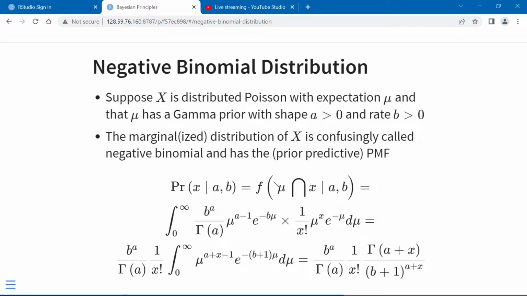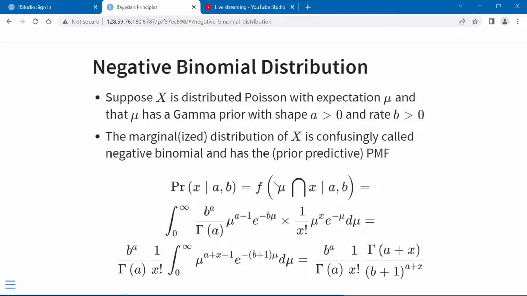And unfortunately, the negative binomial distribution is probably the most confusing distribution out there. So why is it called negative binomial? x is non-negative, so how could it be negative binomial? This way of motivating the negative binomial distribution does not motivate the name. So this is a Bayesian way of deriving that distribution, in which case a better name for this would be Poisson gamma, or gamma Poisson.